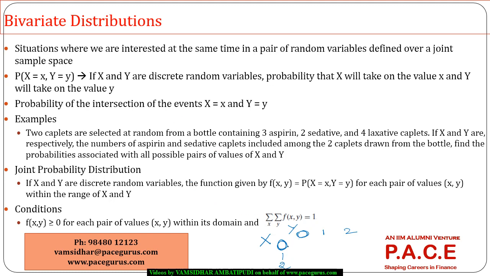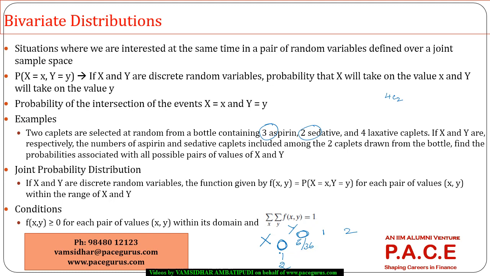Now what is the probability that X is 0, Y is also 0? Meaning there should not be any aspirin, there should not be any sedatives. So the 2 that are picked are from the laxatives itself. So 4C2 ways in which 2 can be picked from 4. So this will give me a 6 by 36 kind of probability.